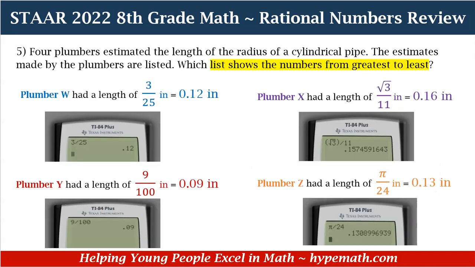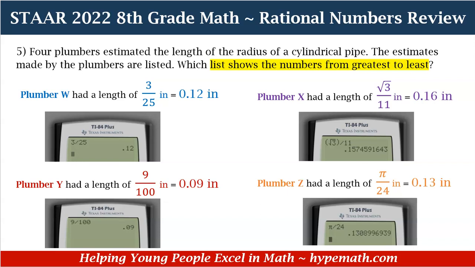So in order to do that, we need to pull out our handy dandy calculator and calculate all of the numbers, because again, we said we need to put all of our numbers in the same form, okay? So for Plumber W, when we type 3 over 25 in the calculator, we see that that converts into decimal form of 0.12 inches, okay? For Plumber X, when we put in the square root of 3 over 11, our decimal is 0.16 inches.